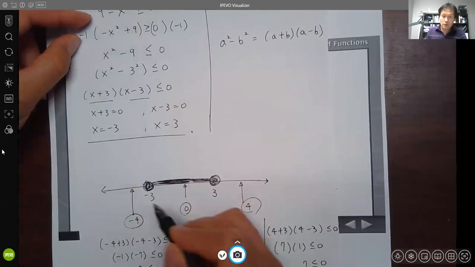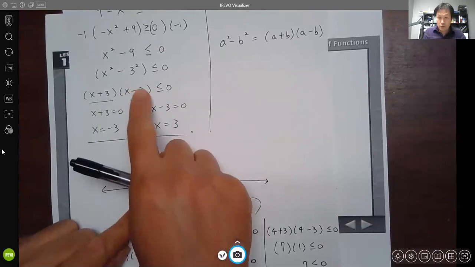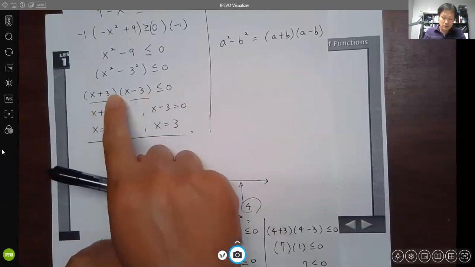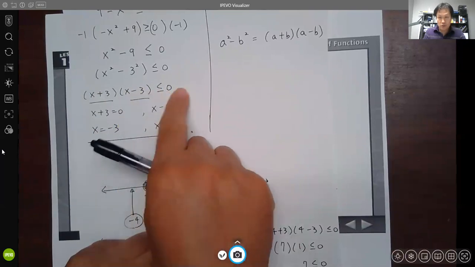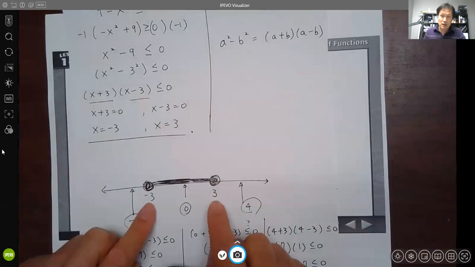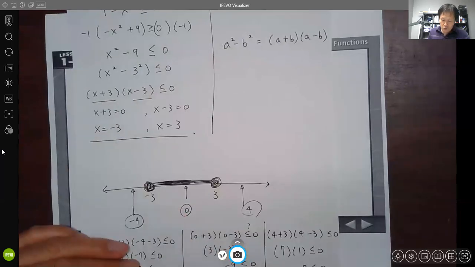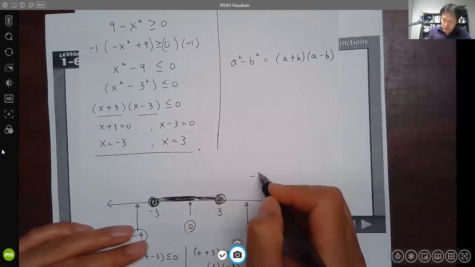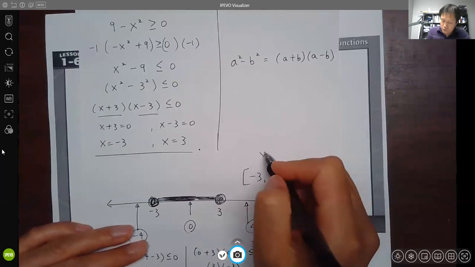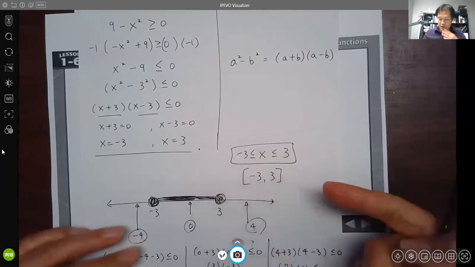One of the ways to check is to plug in -3 and it becomes 0. 0 equal to 0 works. You plug in 3 for x, it becomes 0. 0 equal to 0, so that does satisfy. That's another way to do it. If you have an equal sign, make it solid. No equal sign, make it empty. So we got the domain, which is -3 comma 3 in brackets, in interval notation, or in inequality form, you could have answered like this.